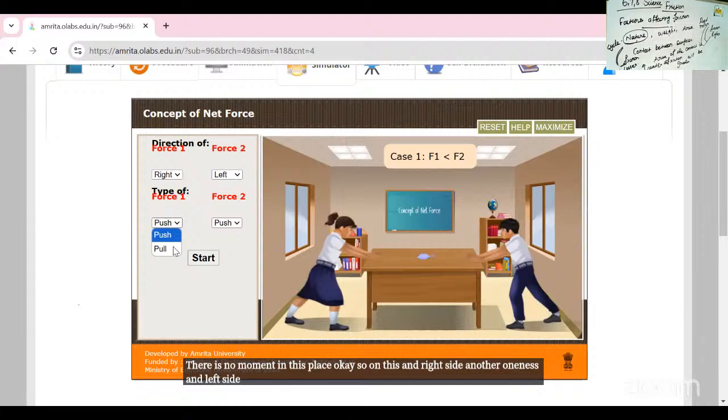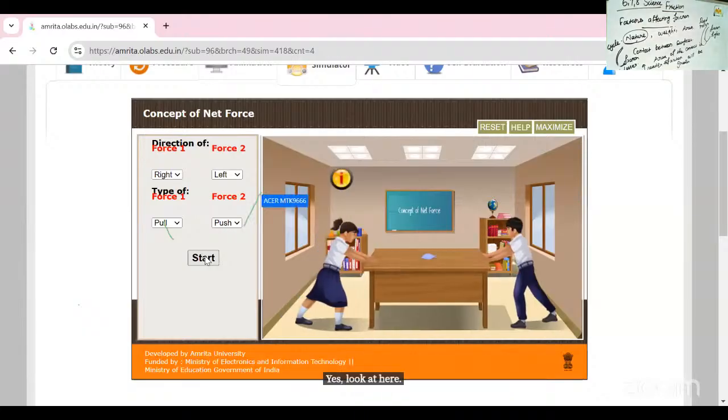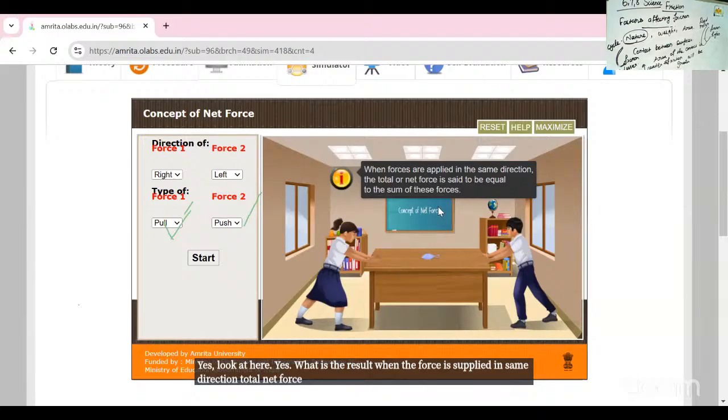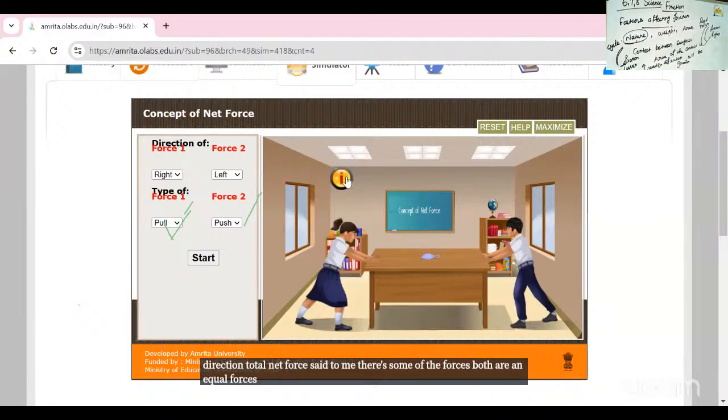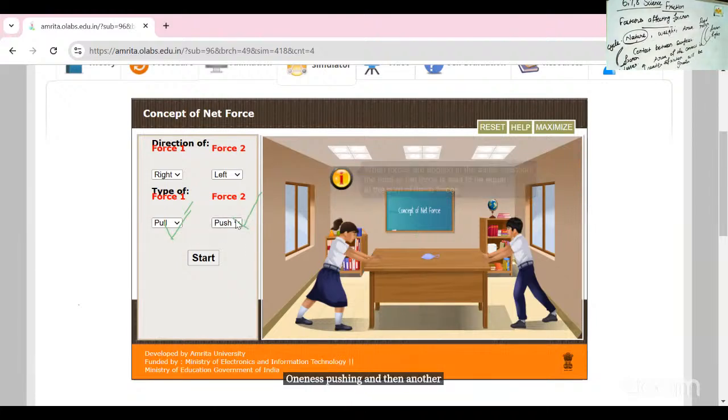Opposite side, one is pulling, another one is pushing. Yes, look here. Yes. What is the result? When the forces are applied in the same direction, the total net force is the sum of the forces. Both are equal forces. Okay. So when the forces are applied in the opposite direction, the net force is equal. One is pushing and another one is pulling.